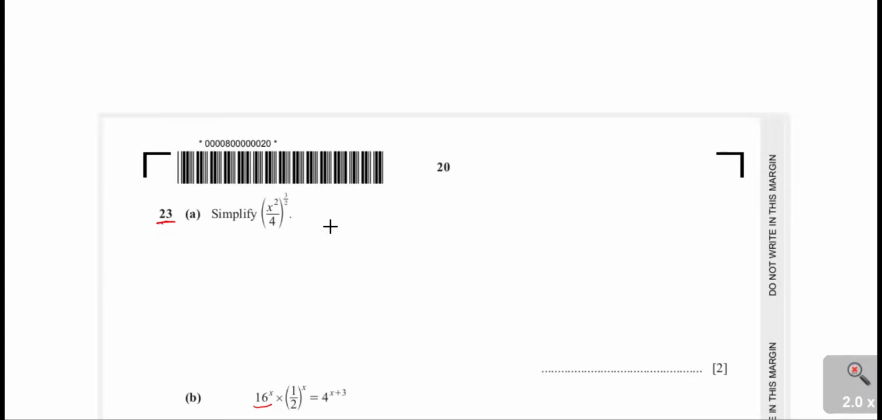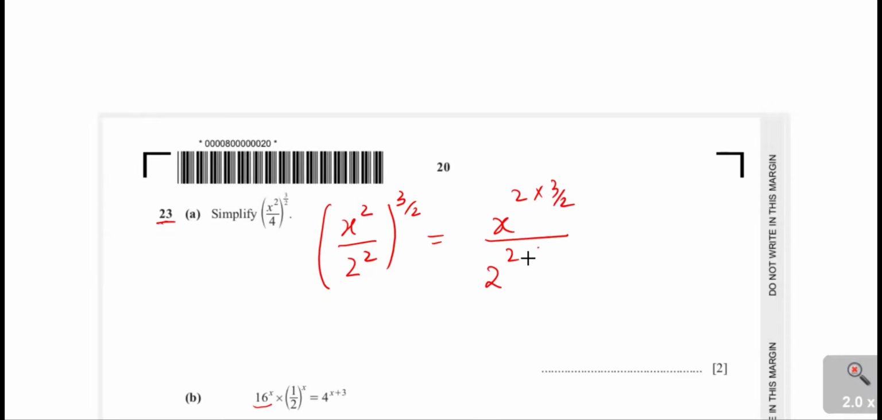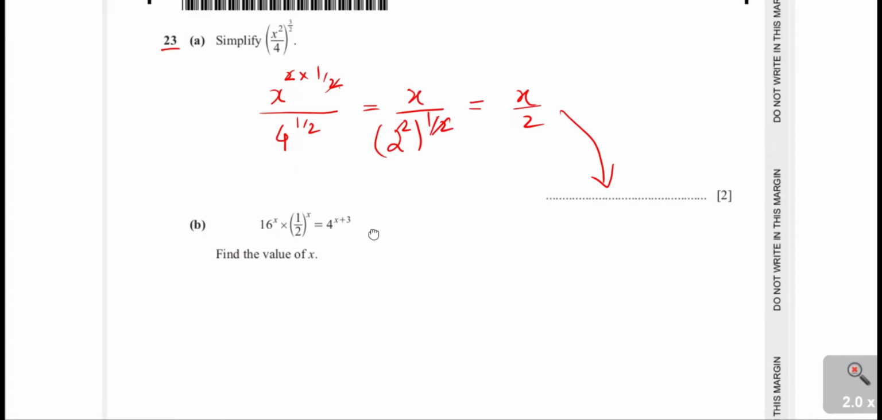Question 23, part A: simplify x squared over 4, whole power 3 over 2. We can write this as x squared over 2 power 2, whole power 3 over 2. We will open the bracket. Then the numerator becomes x power 2 into 3 over 2, and the denominator becomes 2 power 2 into 3 over 2. And this 2 would be cancelled. Therefore, we can write x power 3 over 2 power 3, and this is equal to x cube over 2 power 3, which is 8. This is the answer.